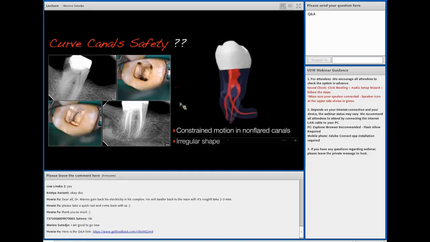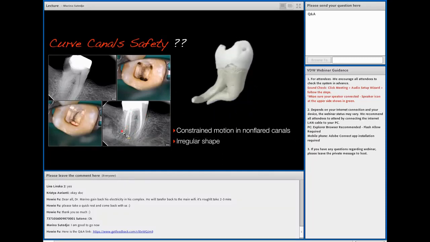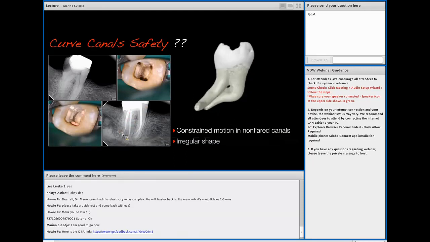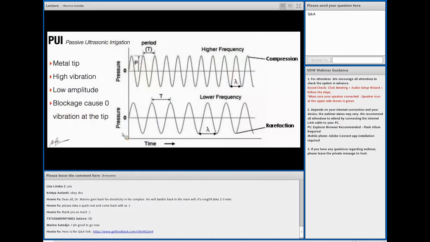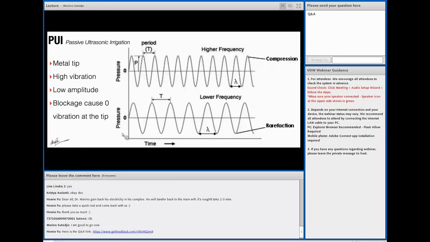So how if we do a case like this? Can I use my ultrasonic up into this level? The answer will be no, because it is dangerous. Because once you put it into the curved canals and the ultrasonic tip has been blocked, although you can feel the vibrations, actually there is zero vibrations at the tip.